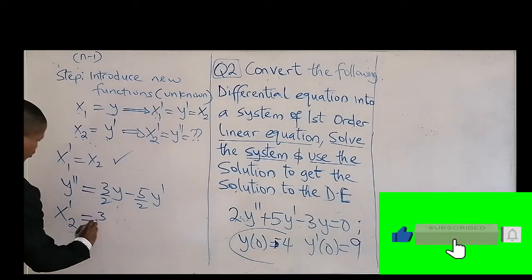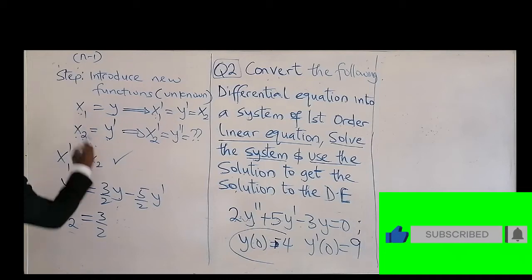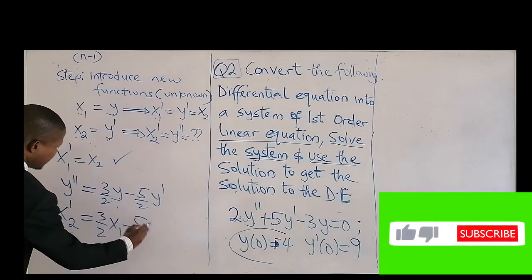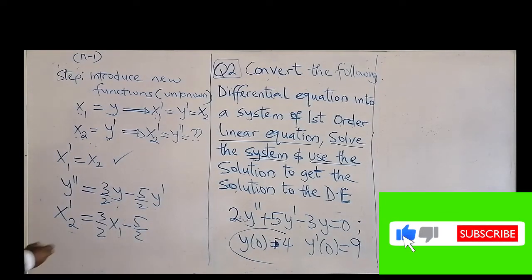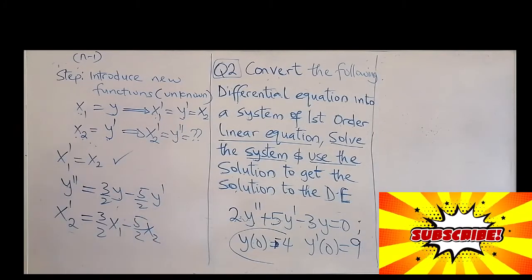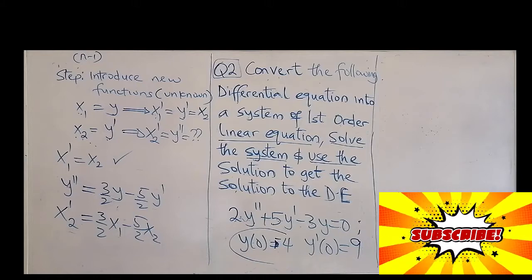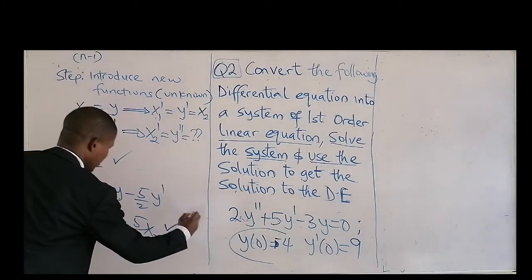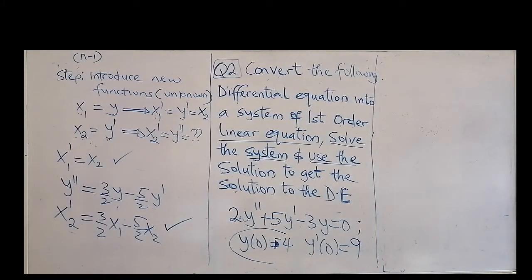3 over 2 y, which is x1, minus 5 over 2 y prime, I mean this one, is x2. Okay? So this is done now. We've come back to first order linear equation.